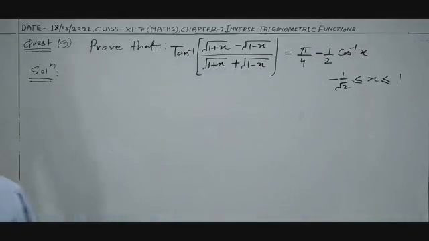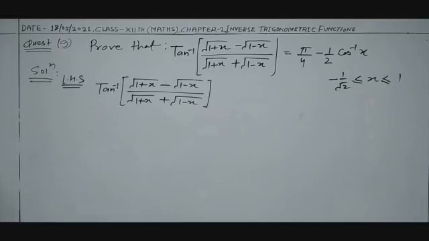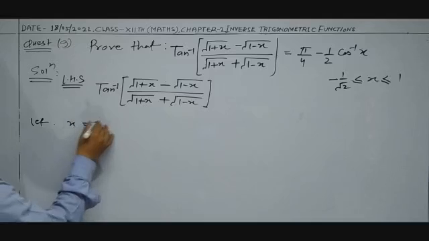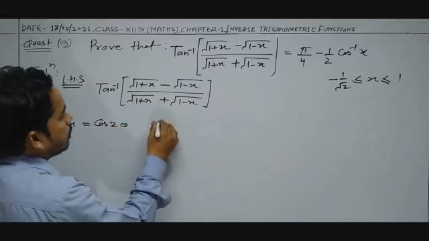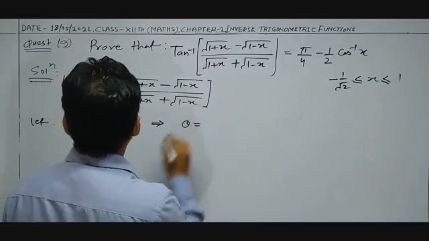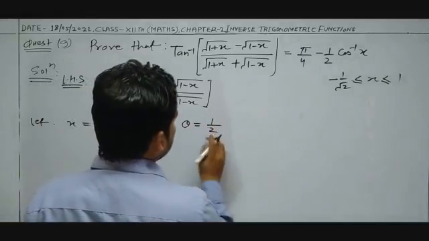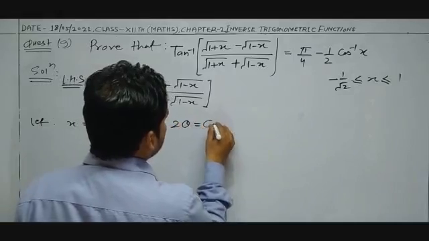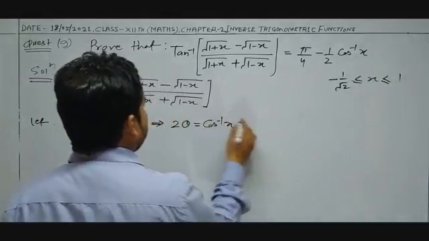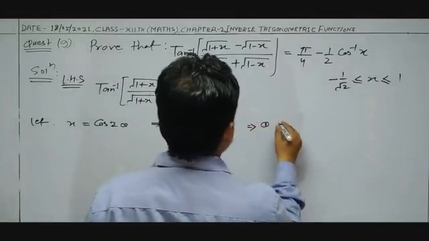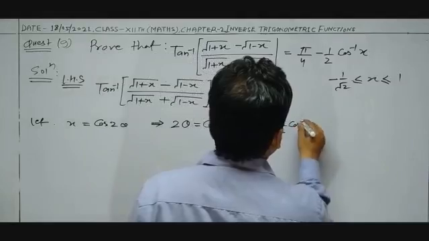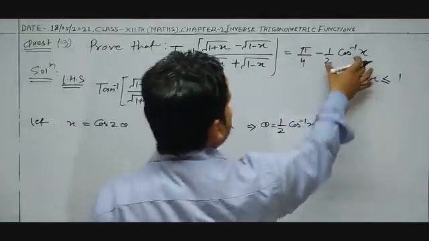We have to take the left part, and we have to consider x as some trigonometric function. So see here, let x is equal to cos of 2 theta. This implies 2 theta is equal to cos inverse x, and this implies theta is equal to 1 by 2 cos inverse x. So this is the proof part.